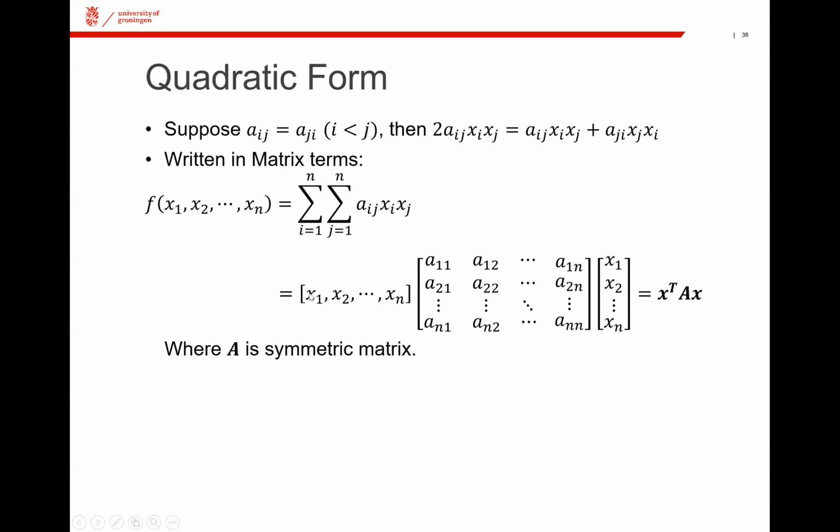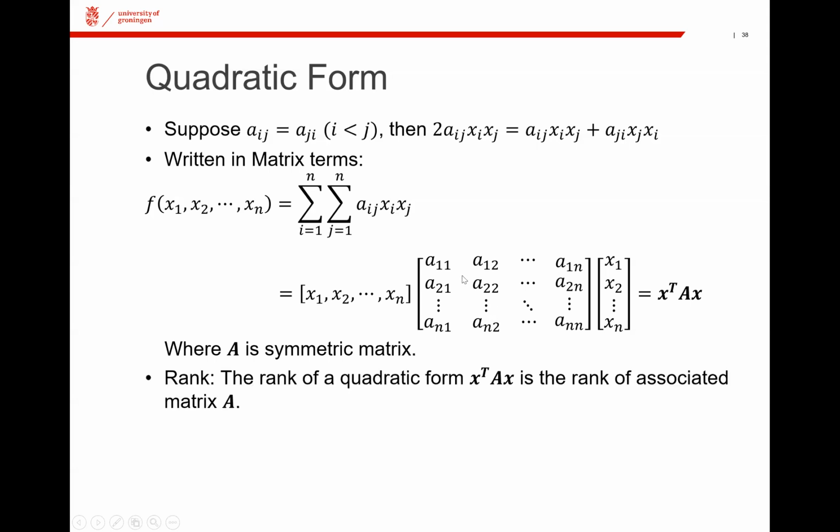So here, from x1 to xn, this is the transpose vector of x, and this is the associated matrix. And here we can see that because aij equals to aji, so basically a12 equals to a21, and similarly a1n equals to an1. So the matrix is a symmetric matrix. And the rank of the quadratic form is the rank of the associated matrix A, so this matrix.